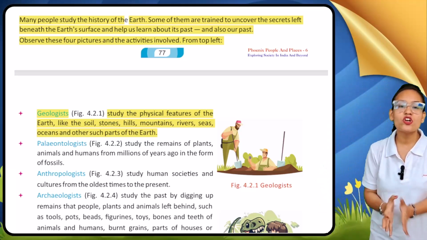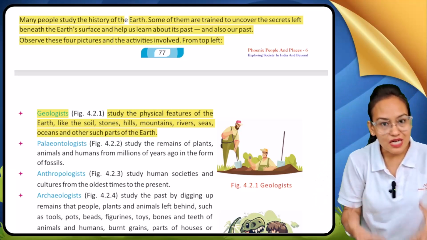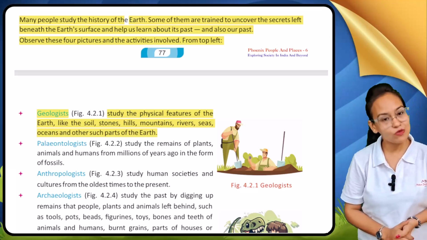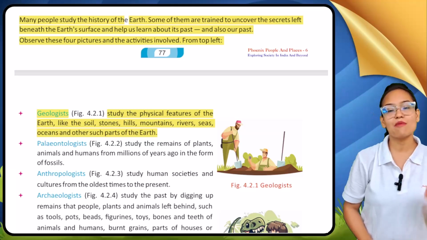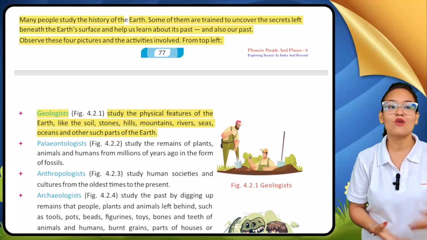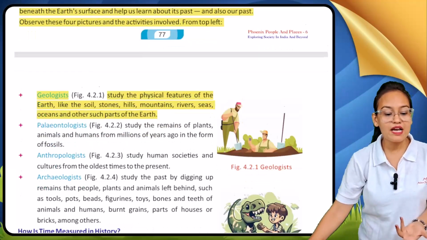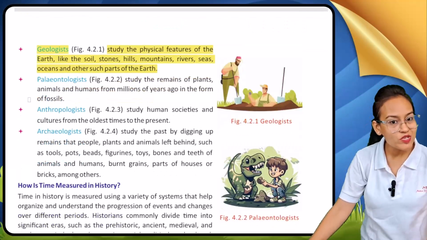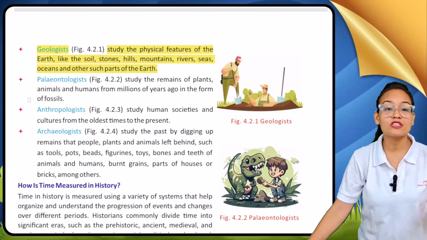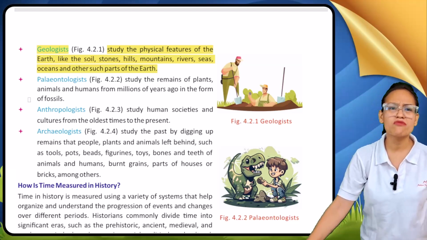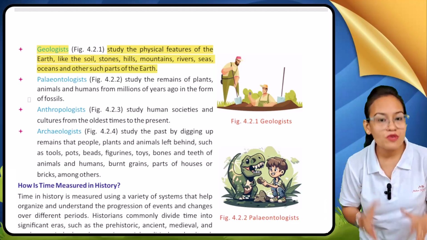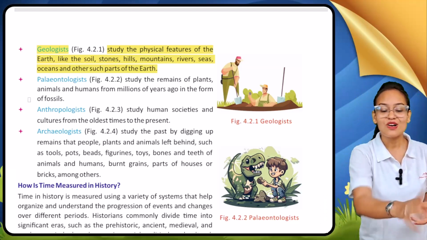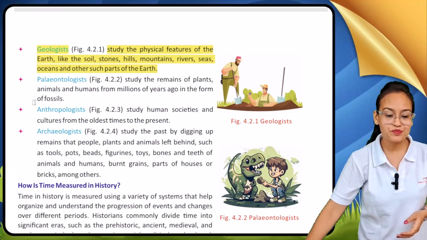Geologists are those persons who study the physical features of our earth. The person who studies the physical features of our earth is called a geologist. What kind of study do geologists do? They study the soil present in our earth. They study the stones, hills, mountains, rivers, seas and oceans. So the person who studies only the physical features of the earth is known as a geologist.